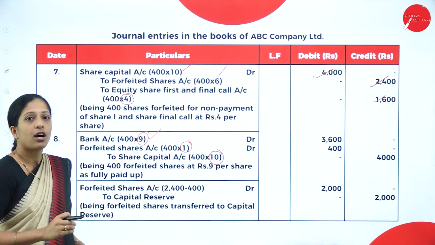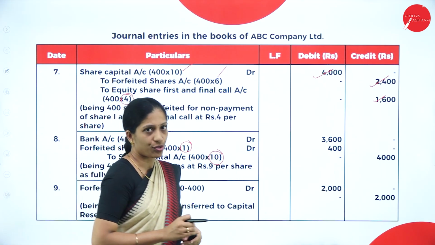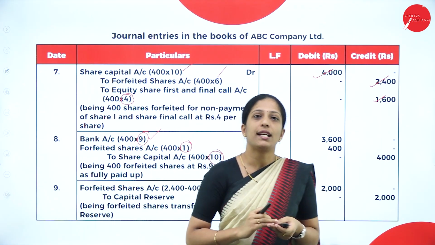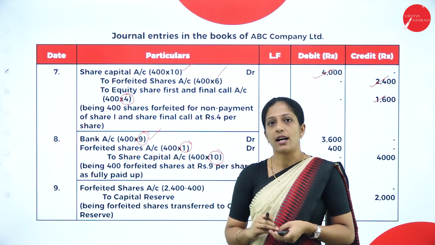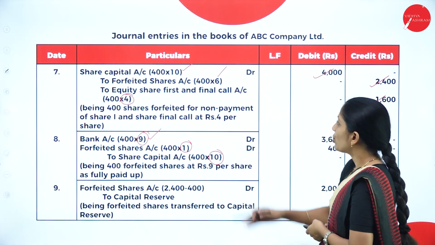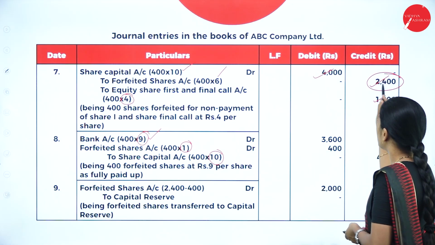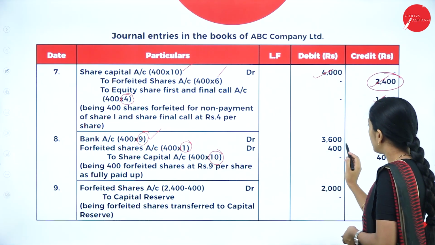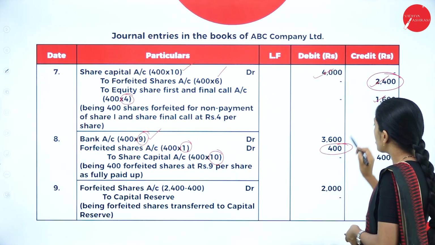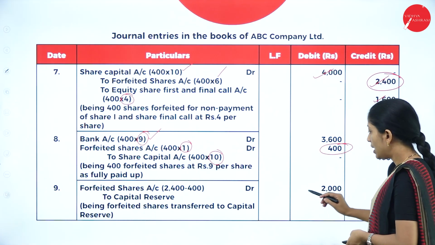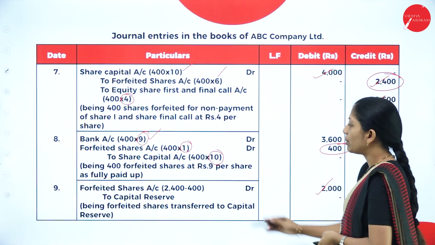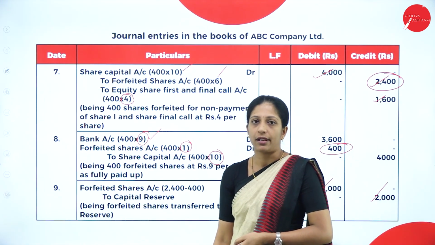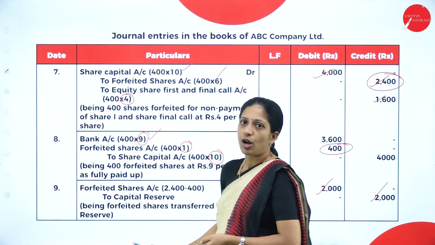Last entry, you are going to transfer your forfeited shares to capital reserve. So, what is your entry? Forfeited shares account debit to capital reserve account. If you see this 7th entry, here under forfeited shares account we have 2,400. And the 8th entry here it is 400. So, 2,400 minus 400, remaining amount, that is 2,000, will be transferred to where? Capital reserve. So, hope you are clear about this problem.